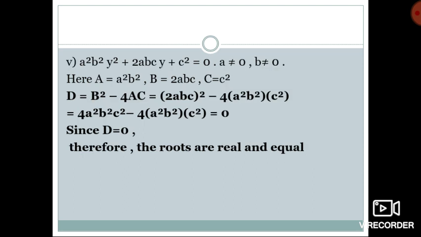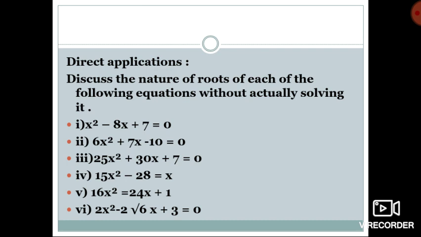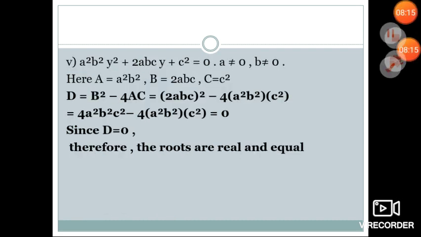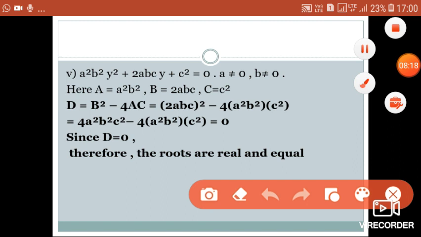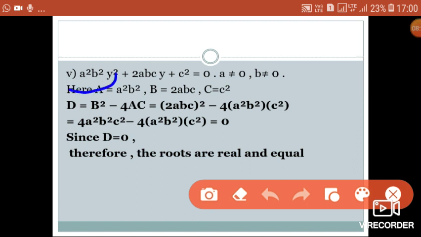a square b square y square plus 2abcy plus c square is equal to 0. In this, clearly they have given a is not equal to 0, b is not equal to 0. So the a value here, the coefficient of y square, that is a square b square, is the a value. And the coefficient of y is nothing but 2abc. This is the value of b. And then the constant c is equal to c square.